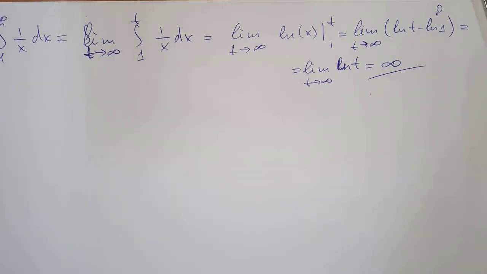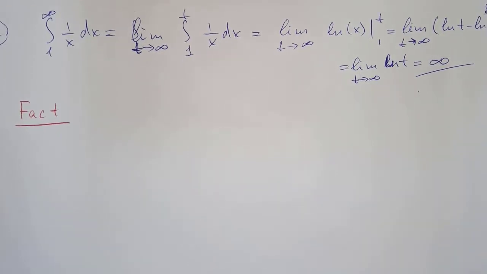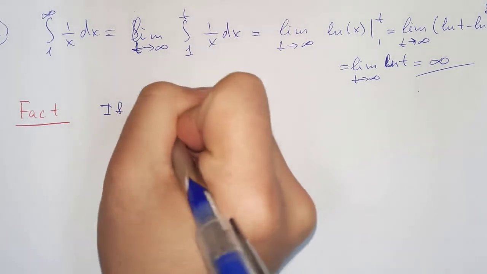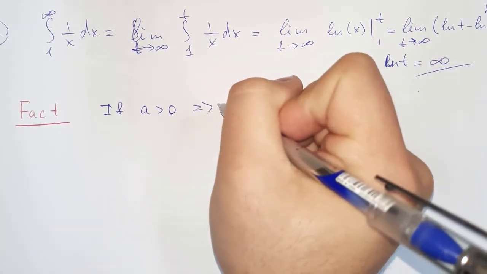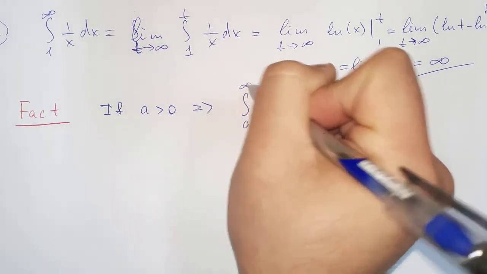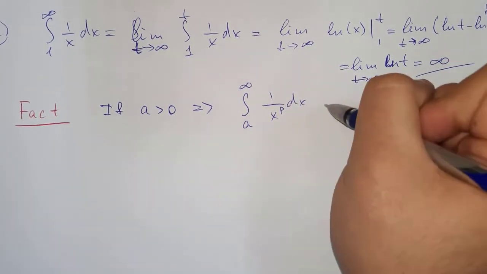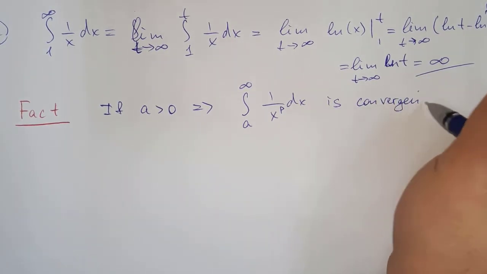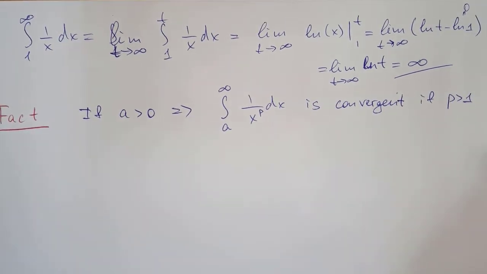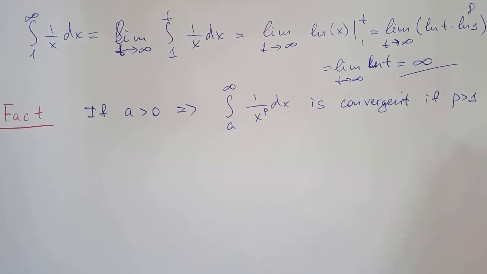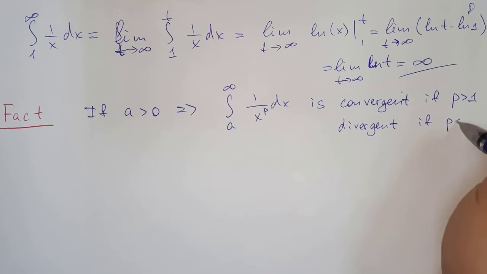So we have the next fact. If a is greater than 0, then the integral from a to infinity of 1 over x to the power of p dx is convergent if p is greater than 1, and divergent if p is less than or equal to 1.